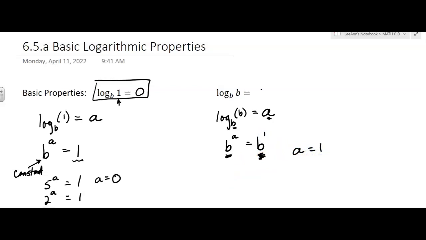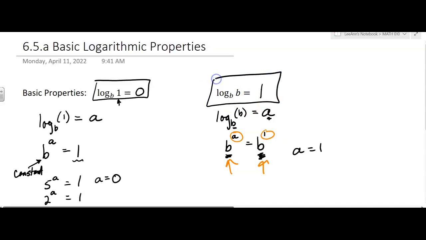If you look at it that way, we're saying this a has to match that exponent because they're equal to each other. And the bases are already the same. So when you have the base matching the argument, so the base here is matching the argument here, that's just going to equal 1.